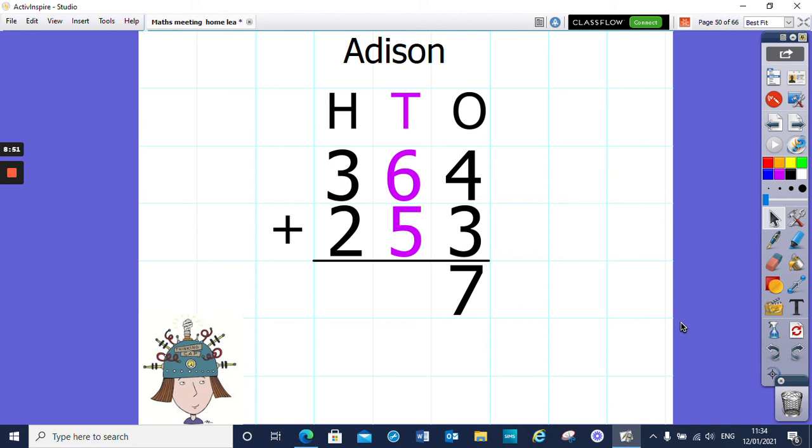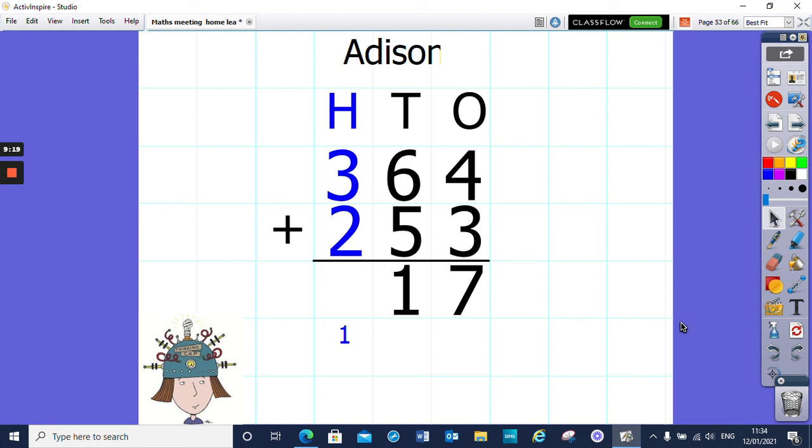6 plus 5. That's going to give us a number bigger than 10. 60 plus 50 is 110. Now, where am I going to put that 100? That's right, that 100 goes in the hundreds column. 60 plus 50 is 110. Let's move on to the hundreds column now.